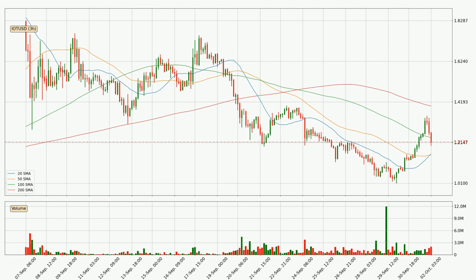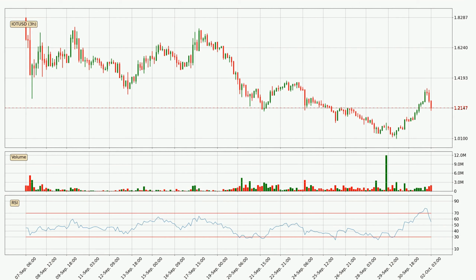Looking at the 3-hourly relative strength index, the current 3-hourly RSI is at 55, so it doesn't show signs of overbought or oversold conditions at this point.